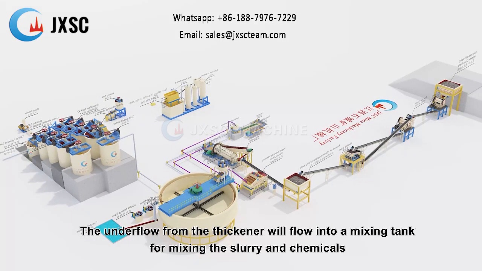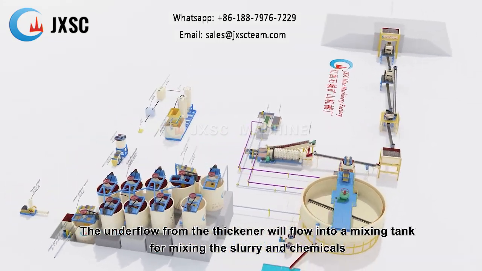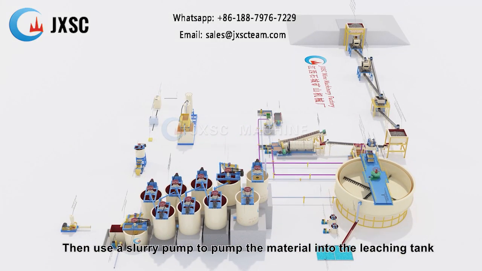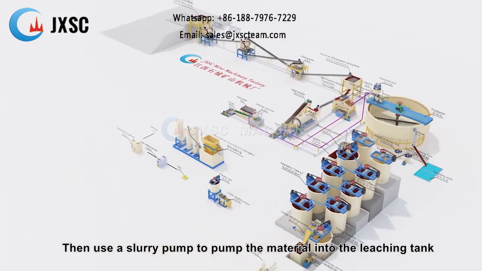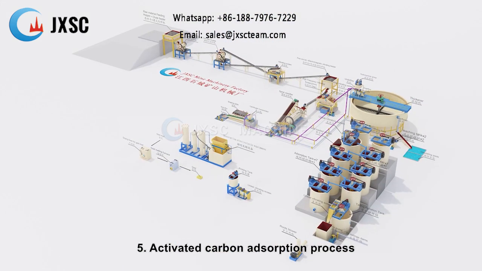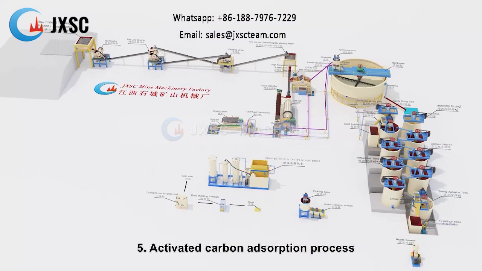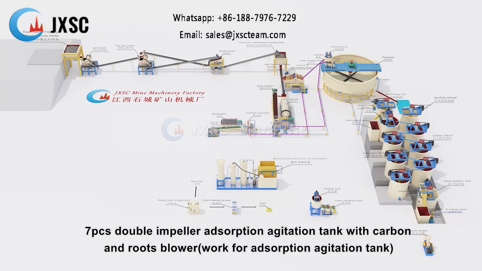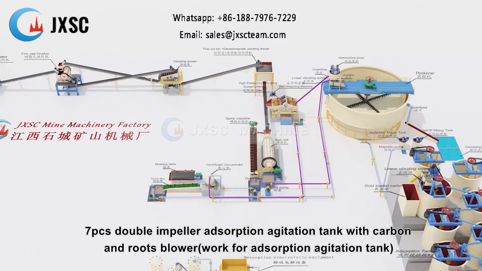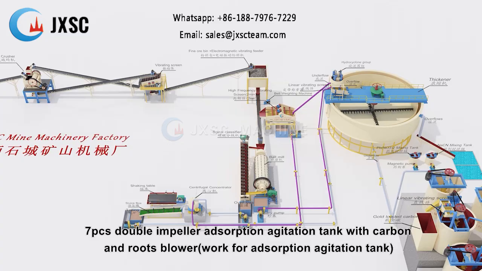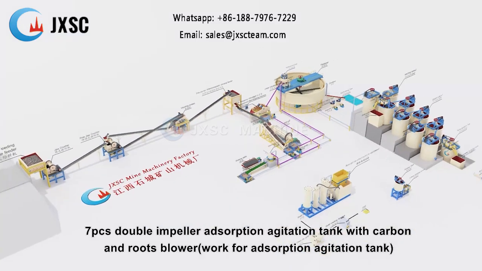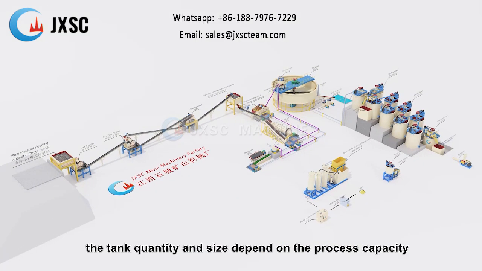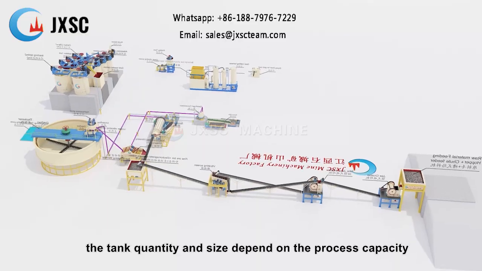The underflow from the thickener will flow into a mixing tank for mixing the slurry and chemicals. Then use a slurry pump to pump the material into the leaching tank. 5. Activated carbon adsorption process. 7 pieces double impeller adsorption agitation tank with carbon and roots blower work for adsorption agitation tank. The tank quantity and size depend on the process capacity.